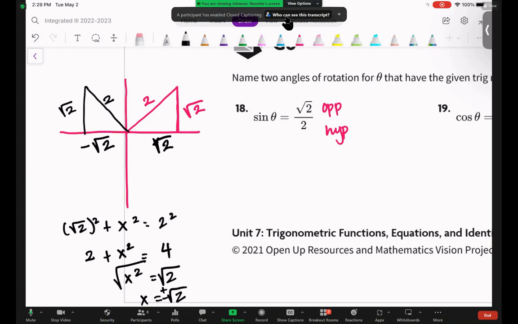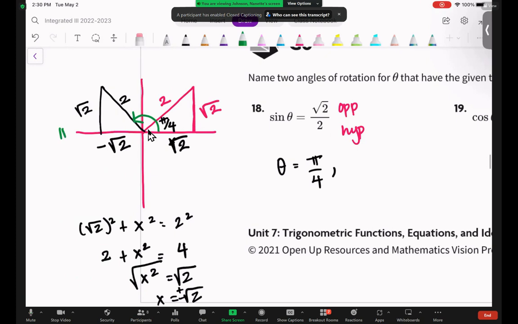And then you guys would have figured out, oh, I recognize this. This is the 45, 45, 90 triangle. So this is pi over 4 here. So one of my angles is certainly pi over 4, right? What's the other angle? What's this angle right here? If this is pi over 4, I always want you to think about this as being pi, right?